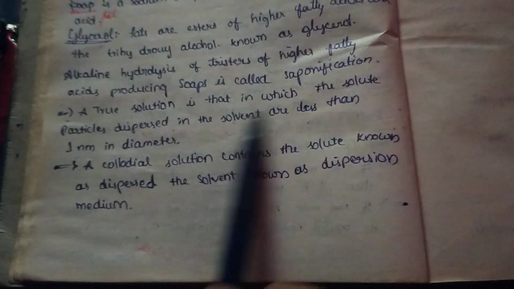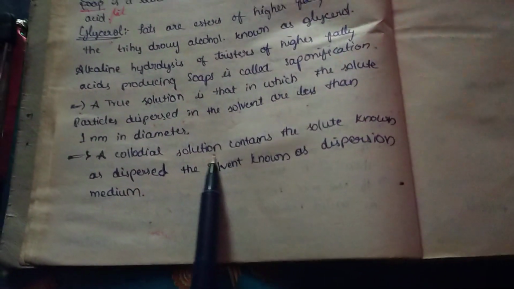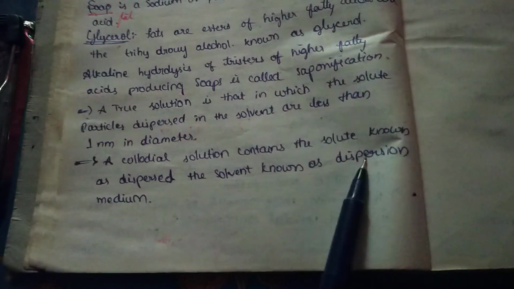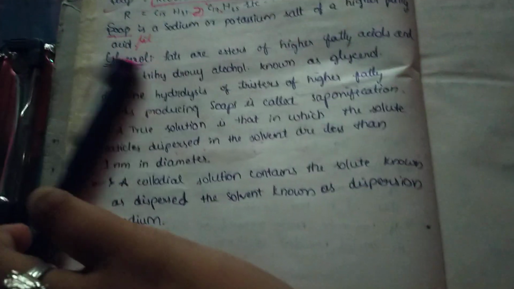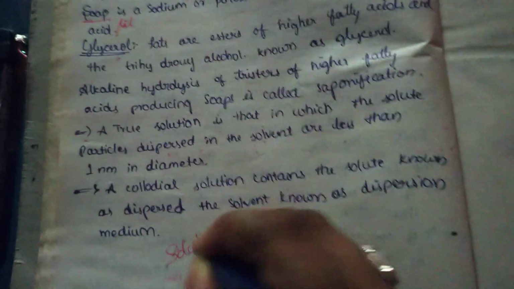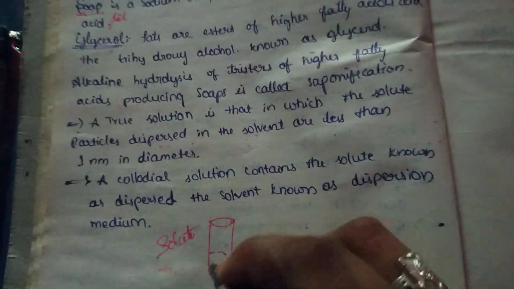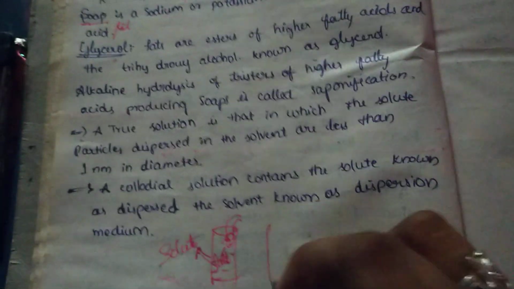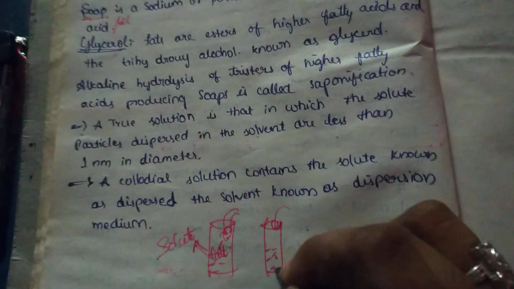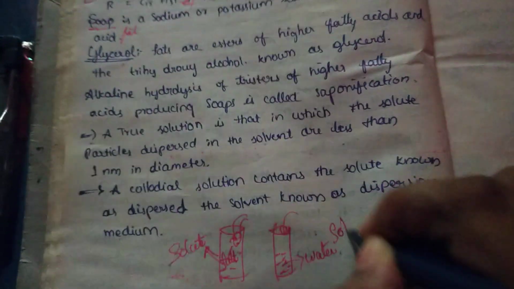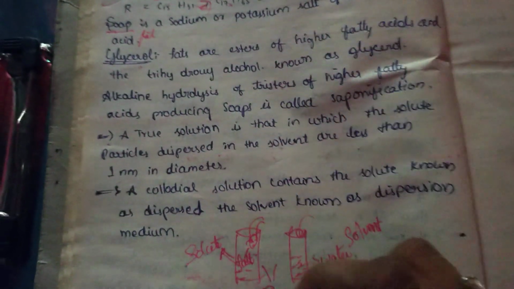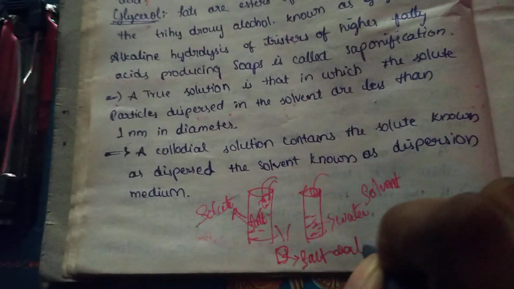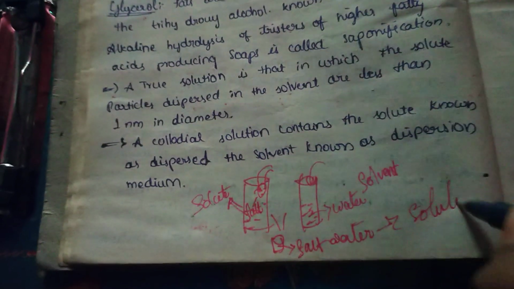A true solution is one in which the solute particles dispersed in the solvent are less than 1 nanometer in diameter. A colloidal solution contains the solute known as the dispersed phase and the solvent known as the dispersion medium. Solute, solvent, and solution: see a glass of water. We add salt, which dissolves in it. So salt is the solute. Water is the solvent. When both are mixed, you form salt water, which is called the solution. That is the difference between solute, solvent and solution.